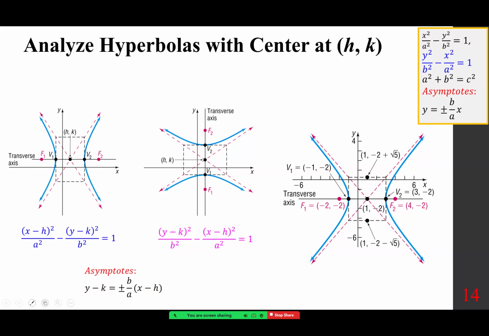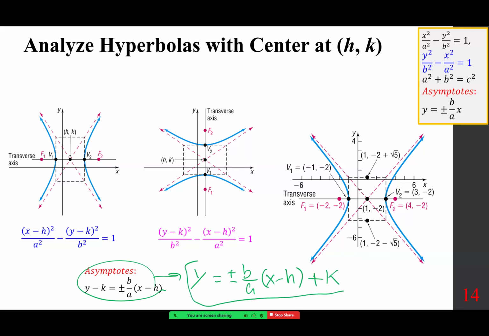Of course, class, we know it becomes y equals plus minus b over a times x minus h plus k. We know that. But why did I give you in this format? It's easier to memorize it because you know this formula, y equals plus minus b over a times x. So replace the y with y minus k and the x with x minus h. Then you can distribute and simplify and combine like terms if you want.